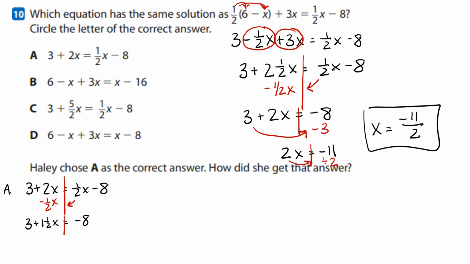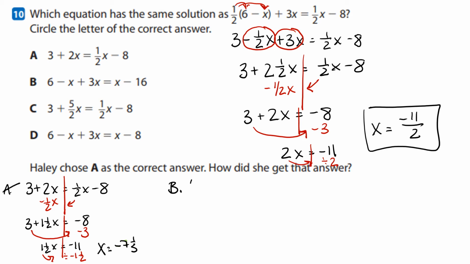Our next pair of like terms, we do the opposite of 3. We do a minus 3. Negative 8 minus 3 gives us negative 11. And our last step is to divide. We would divide by 1 and 1/2. Negative 11 divided by 1 and 1/2 is going to give us negative 7 and 1/3. So A is not a correct answer.